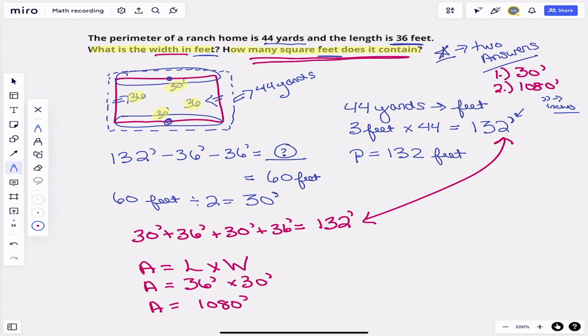So not too bad. We've got 2 answers. We broke it down. And one thing that I do find helpful, of course, is always this idea that I draw it out. For me, the visual makes the difference.